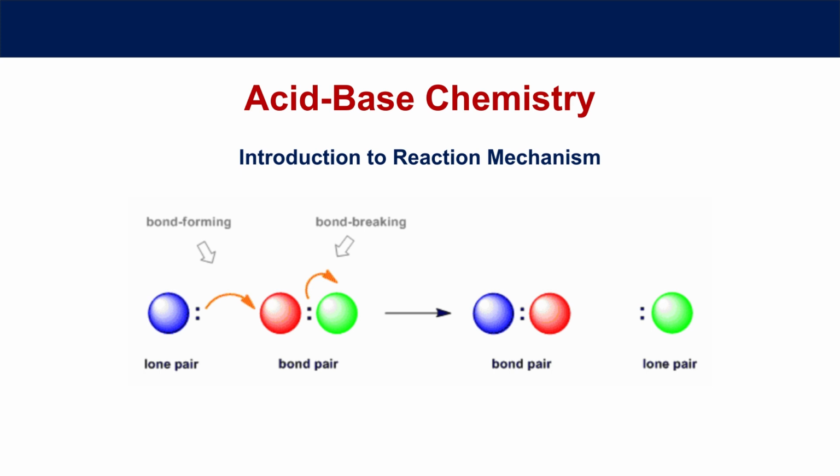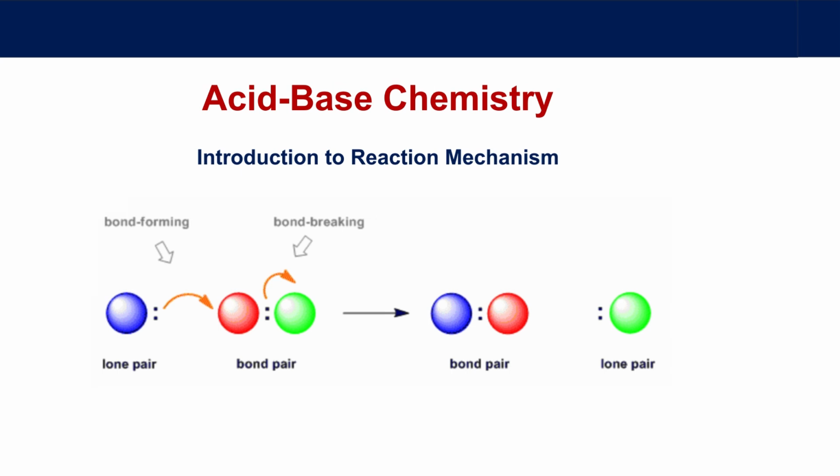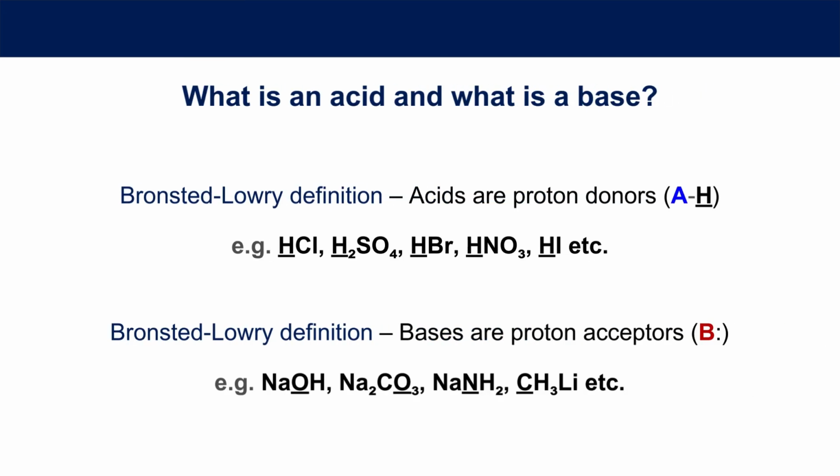A discussion of how and why bonds are formed and broken, along with knowledge of pKa values, gives students a platform on which to build. We begin this discussion by reviewing the early ideas of what constitutes an acid and what constitutes a base. The early Bronsted-Lowry definition tells us that acids are proton donors and bases are proton acceptors.